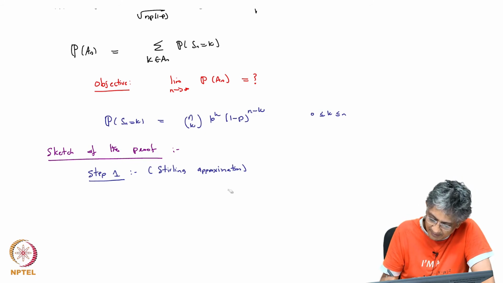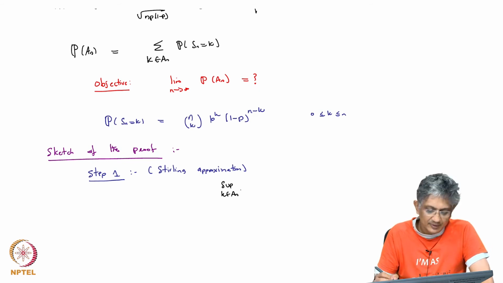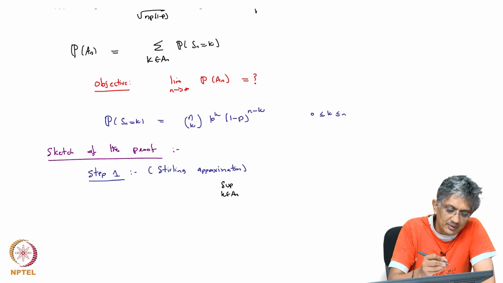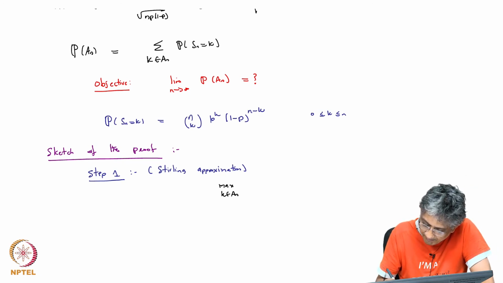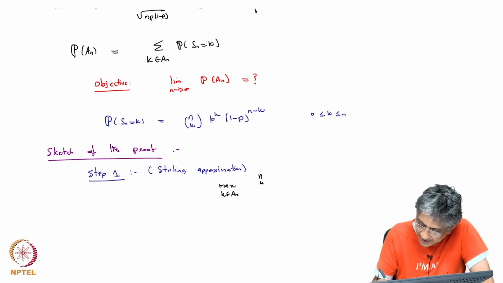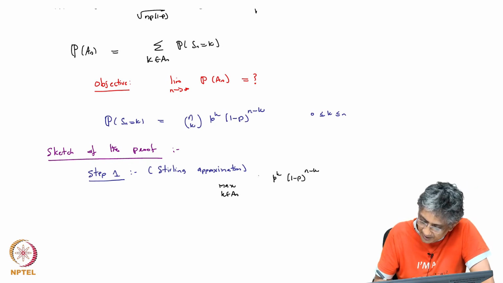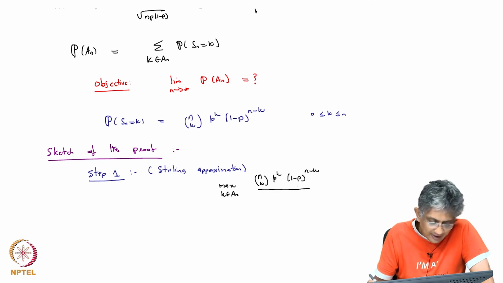Let me erase this and write it in black. You look at everybody in Kn and take the larger of them. Let me write it as max, the maximum of them. Everything in Kn is finitely many, so you can find the maximum. You look at n choose k, p to the power k, 1 minus p to the power n minus k. That's what the expression for the probability Sn equal to k is. You look at everybody, and you show this is of the order that I'll write down.